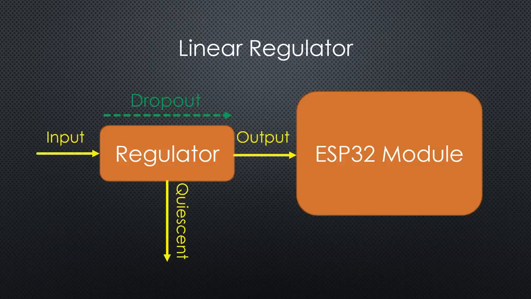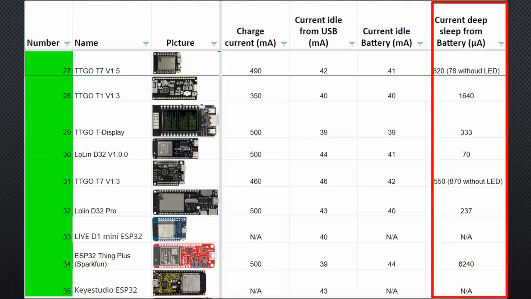Let's continue with the deep sleep, measured in microamperes. Traditionally, we find a lot of differences in this discipline. Also this time, the Sparkfun board consumes 6240 microampere. I have no clue where this power is used. It even has no always-on LED.